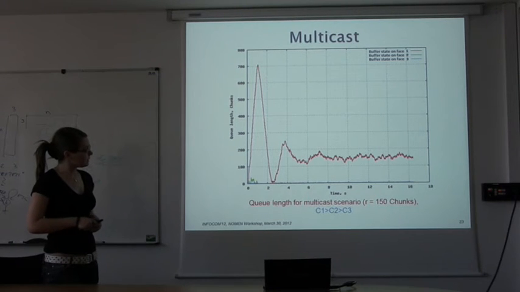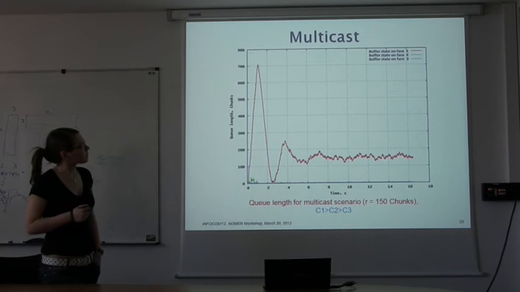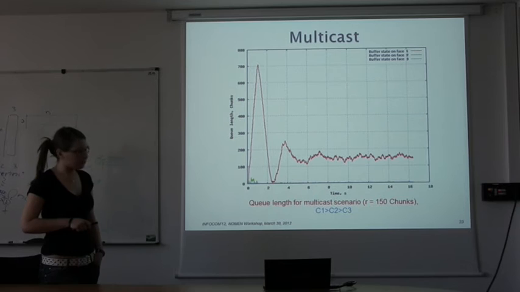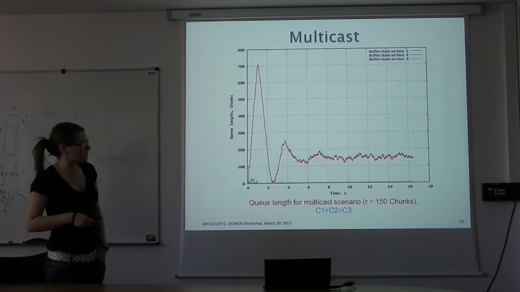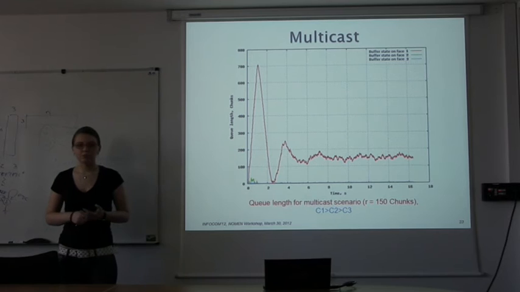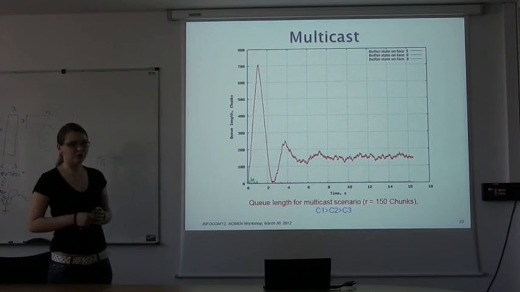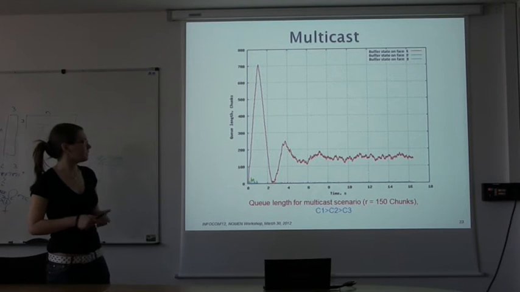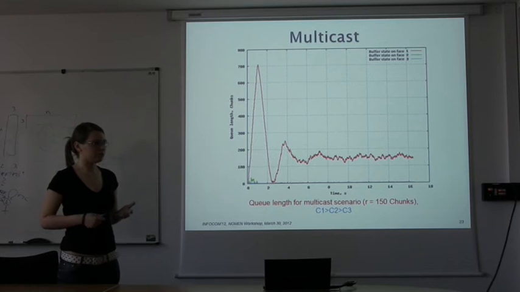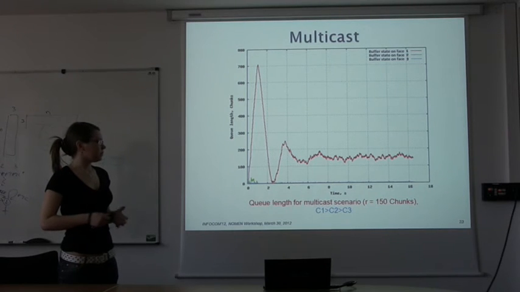So you can see that the queue length for the interface with the minimum capacity converges to R, and the other buffers are empty. This behavior is logical because we use the minimum capacity to compute the shaping rate. So in this case, the queue of the interface with the minimum capacity will converge to R, and the other buffers will be empty.